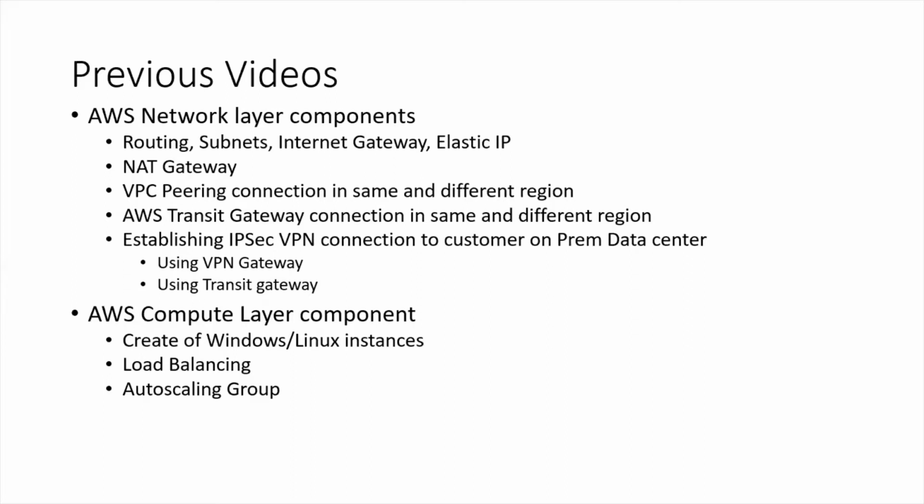So in my previous videos, I have created several videos for different domains. Like in network layer components, I have created how to create virtual data center on AWS cloud or VPC, and creating network components like routing, subnets, internet gateway, elastic IP, NAT gateways, and establishing communication between different VPCs over the cloud, and using VPC peering connection and AWS Transit Gateway. These are really advanced concepts, and you can try these.